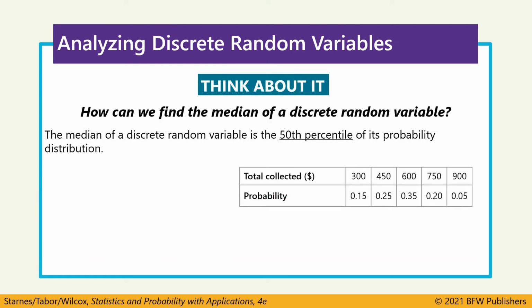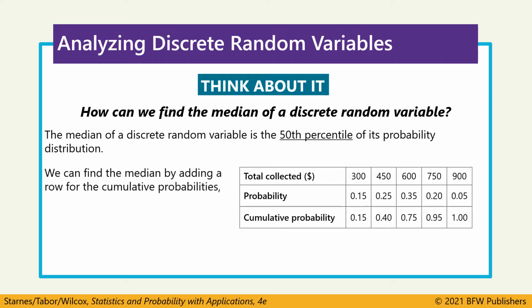That was all about the mean. How would we find the median? Well, the median is the 50th percentile. It's the middle of the distribution. So when we're looking for the median, we're looking for the midpoint, where we have 50% to the left and 50% to the right. So if we look at our table here, we can add up the cumulative probabilities. Cumulative means that we're just adding things together. So this 0.4 here comes from 0.15 plus 0.25. When we look at this 0.75, we're also adding in that 0.35, et cetera, et cetera.